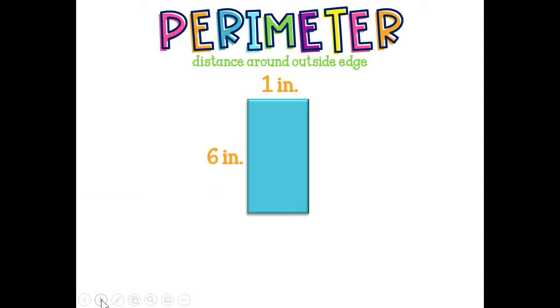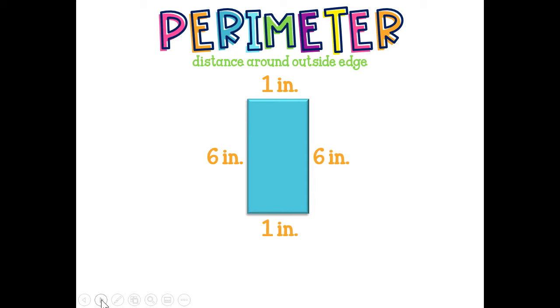What if they don't give you all of the side lengths? Well, thankfully when we learned about polygons, we know that opposite sides of a rectangle are going to be the same length. So if the top of this rectangle is 1 inch, then the bottom is also going to be 1 inch. If the left side is 6 inches, then the right side will also be 6 inches.